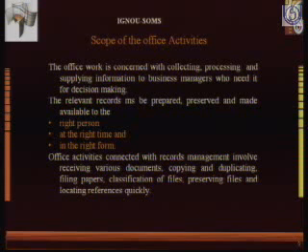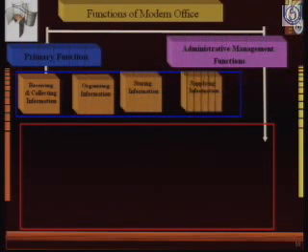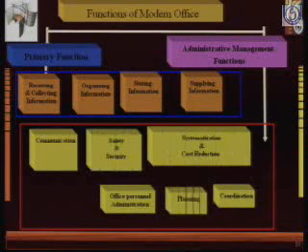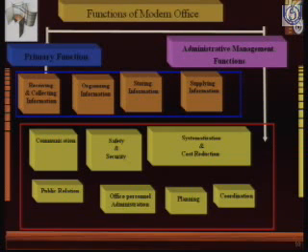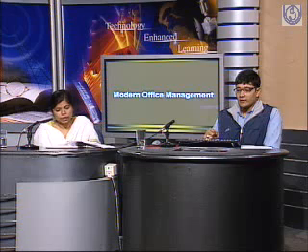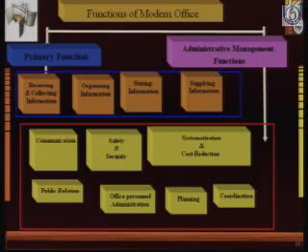Preserving files, locating references quickly. If you see the functions of a modern office, there are two basic functions: one is the primary function, the other is administrative management functions. The major job of the primary function is receiving and collecting information. Whatever information we have, we receive it and collect it. Then we have organizing information.